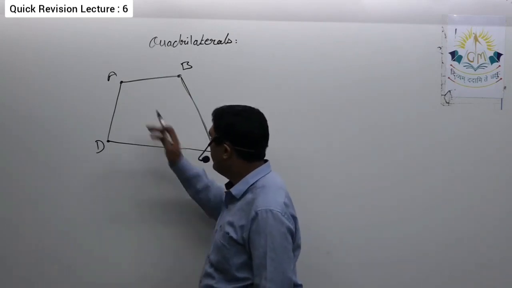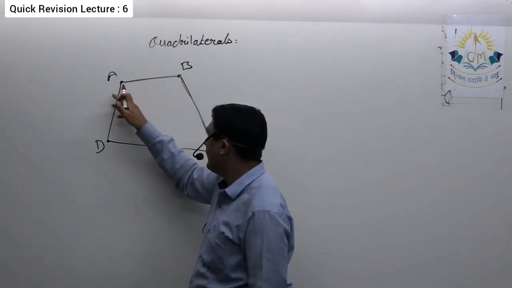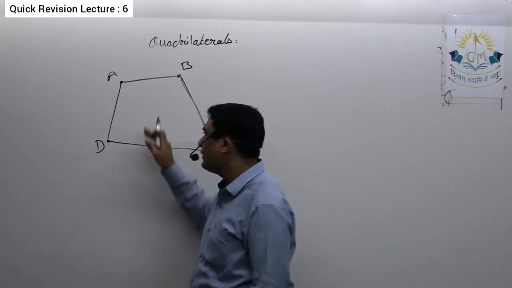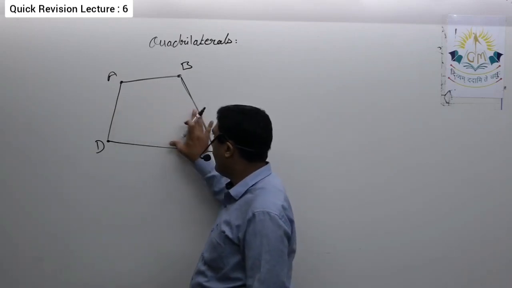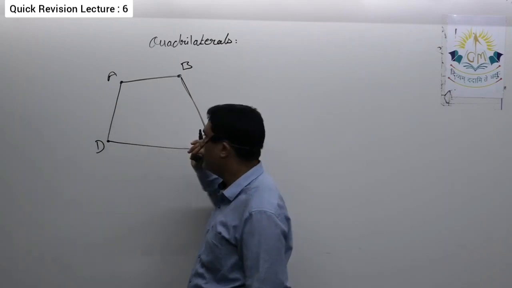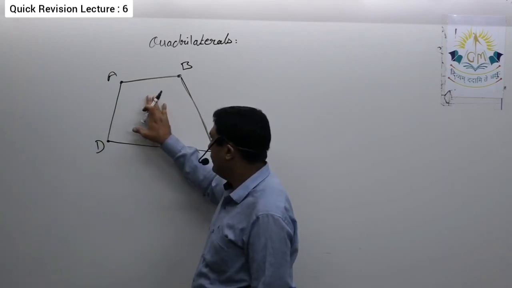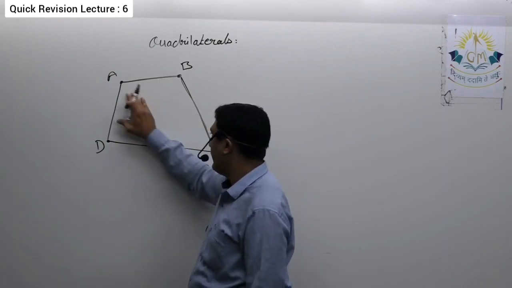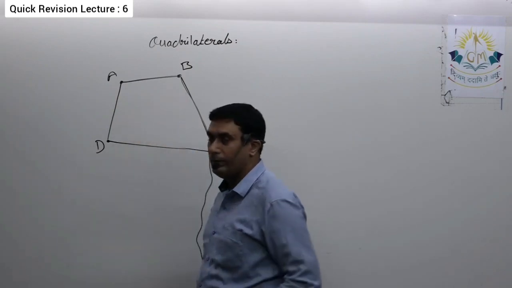Now, angles. It has two pairs of opposite angles. Angle A and angle C are opposite angles. Angles which do not have any arms common are called opposite angles. Angle A and C, D and B.